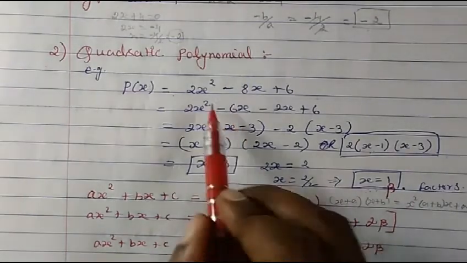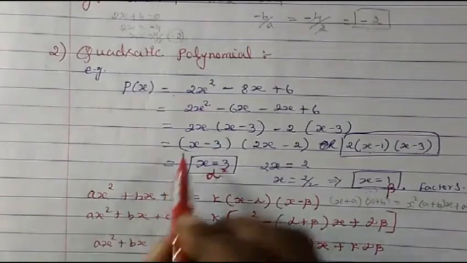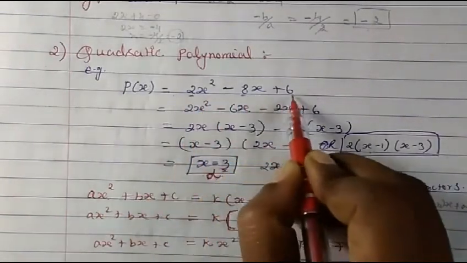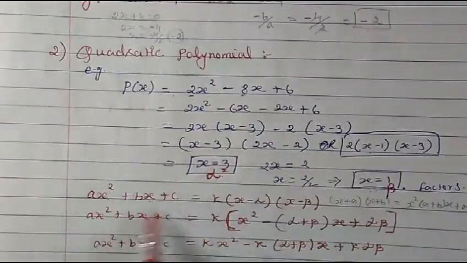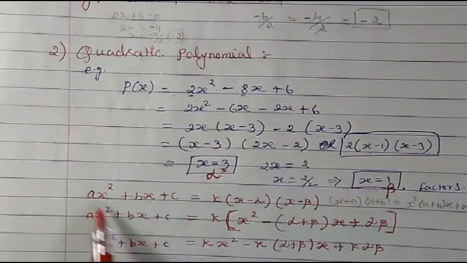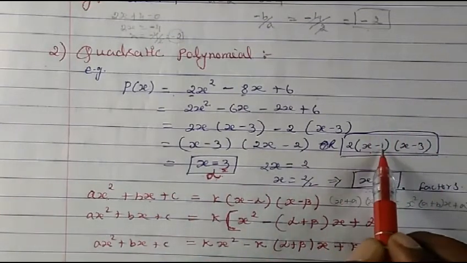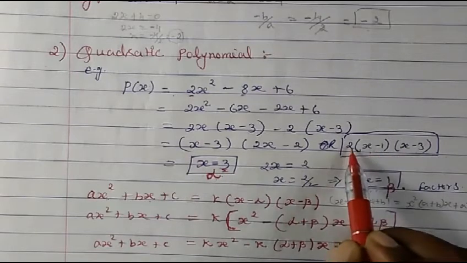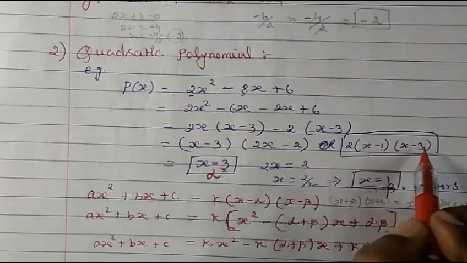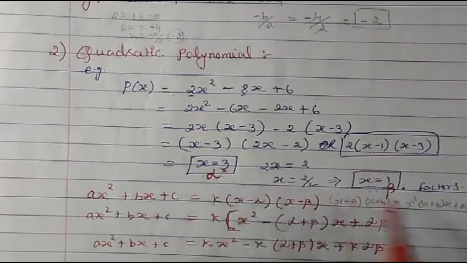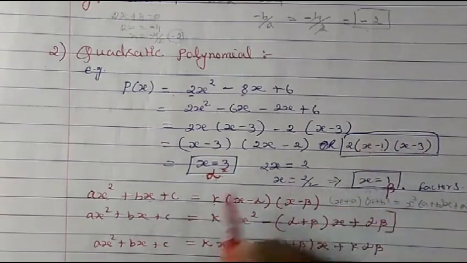Okay, so now this polynomial I have written in a general form, ax square plus bx plus c. So a is the coefficient of x square, b is the coefficient of x, and c is the constant. So this is a general formula. So if p of x, this quadratic polynomial, is equal to this, these are the factors I have written. The number can be anything, so I have written k as the constant, and 1 and 3 we consider as alpha and beta. Any one you can consider as alpha and beta.